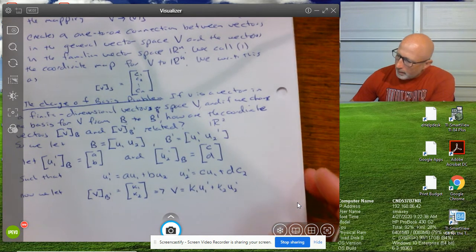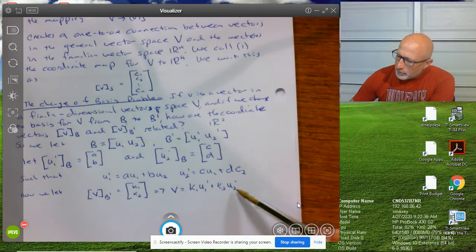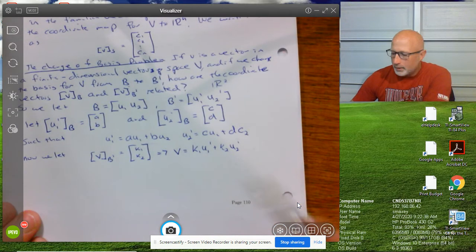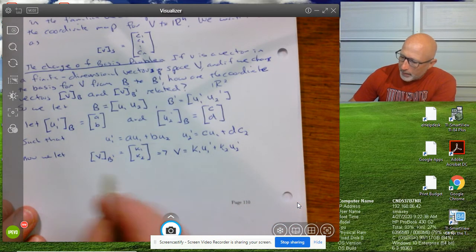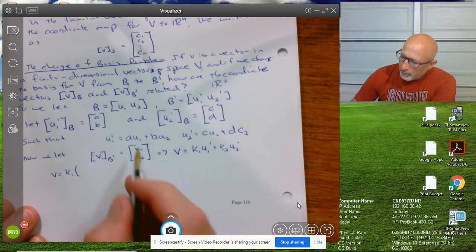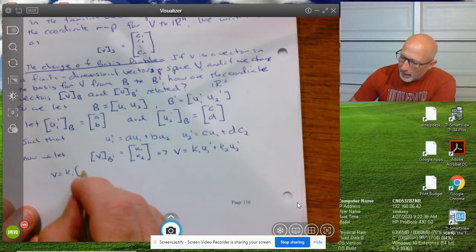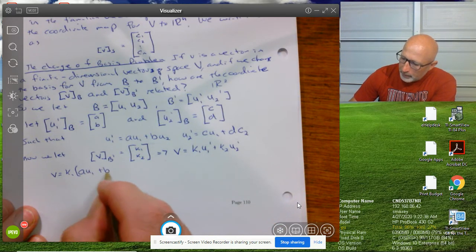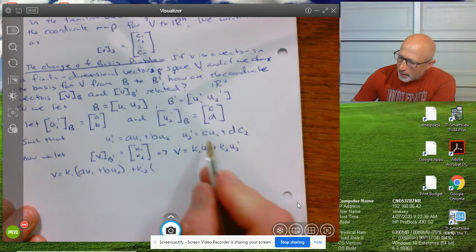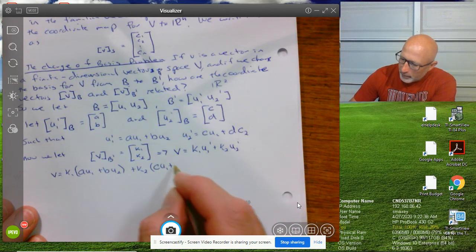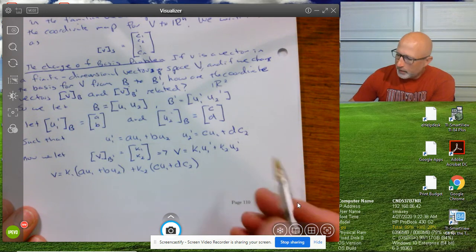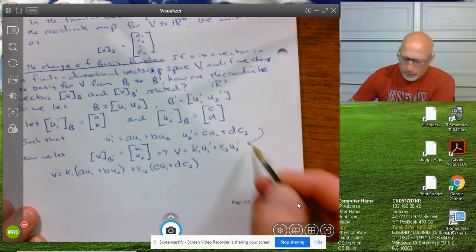But what is U1 prime and U2 prime? Well, we've defined them up here. What we're trying to do right now is make the connection between the different bases. So I have the vector V is equal to K1 times U1 prime, but U1 prime is A U1 plus B U2, and then plus K2 times U2 prime, which is given by C U1 plus D U2. Just plugging these into that equation.